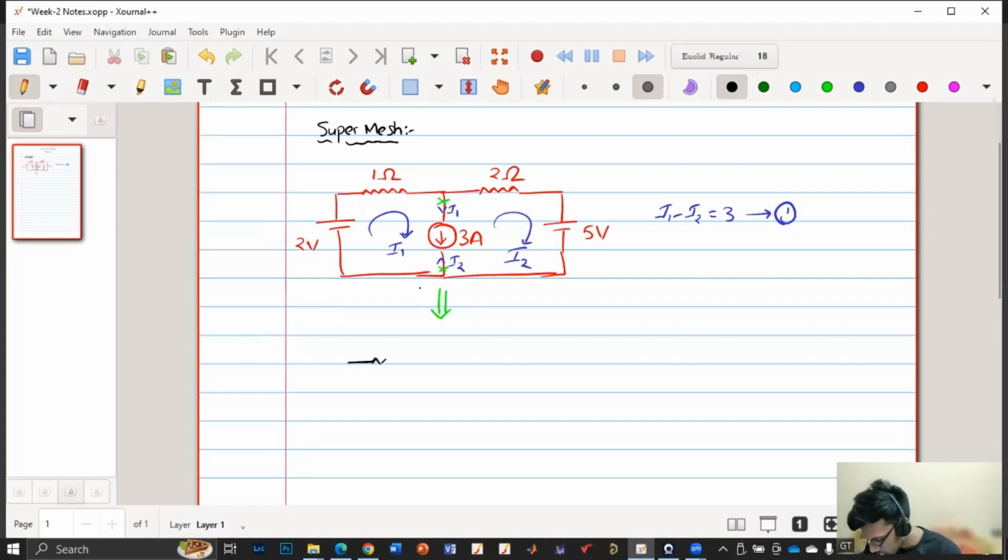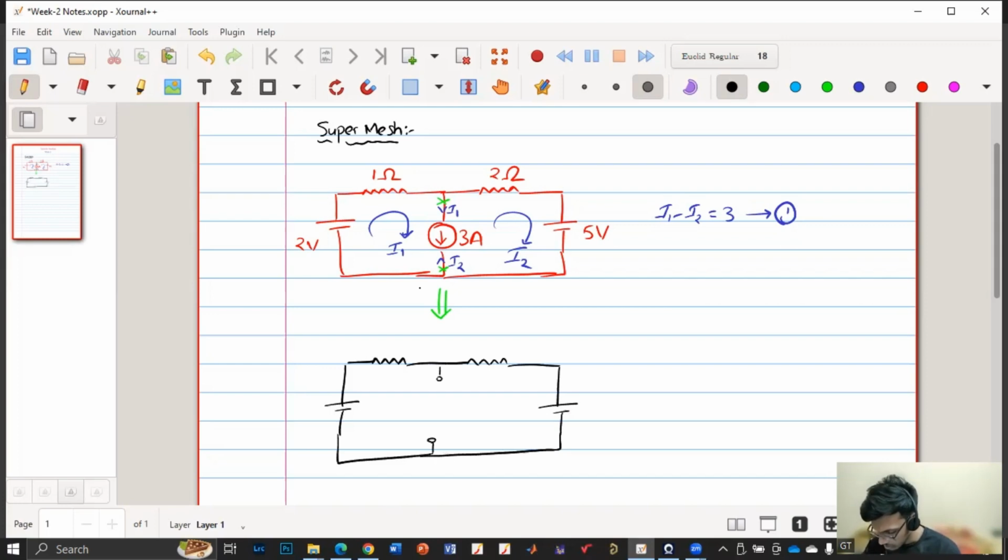So this is one resistor and this is another resistor. These are the two sources. And here we have disconnected that, so there is no point of considering that. So now if we apply KVL directly here, this is 2 volt, this is 1 ohm. I1 is flowing in this part and I2 is flowing in this way. So 2 ohms and this is 5 volt. So if I apply KVL over here, what will I get?